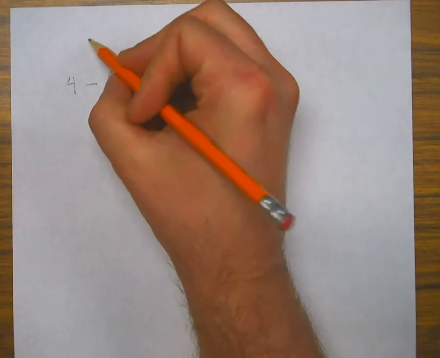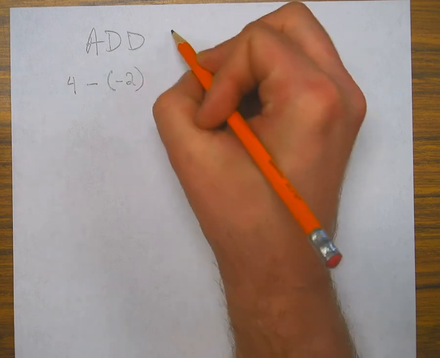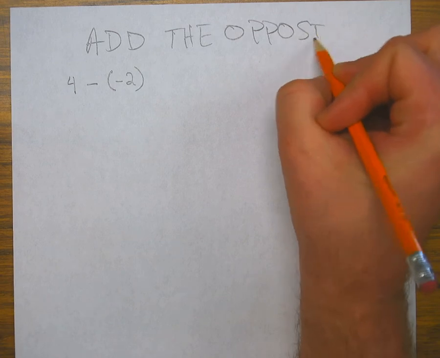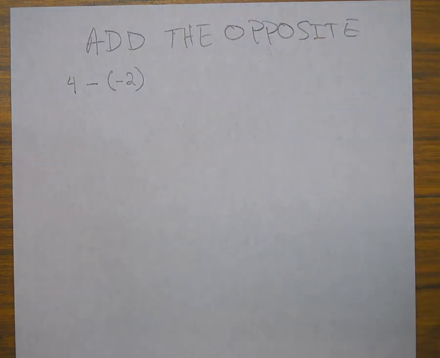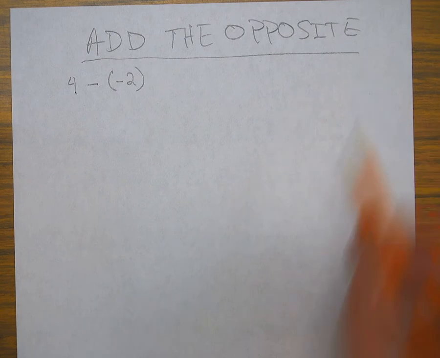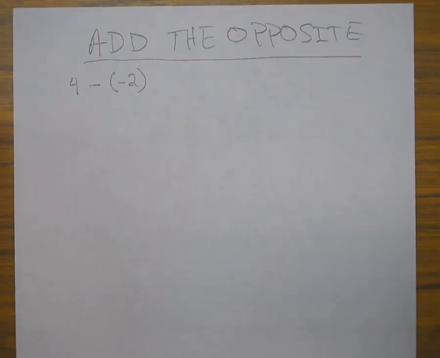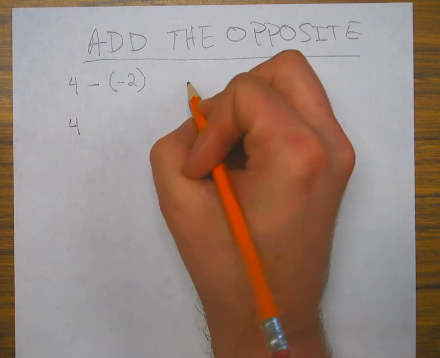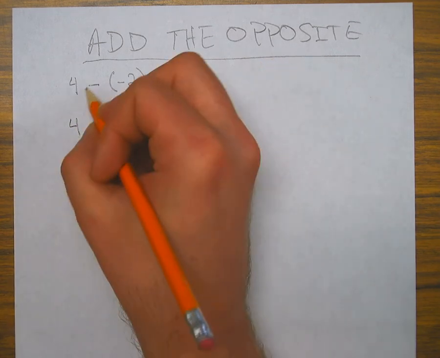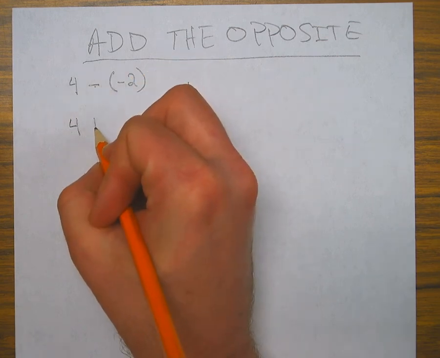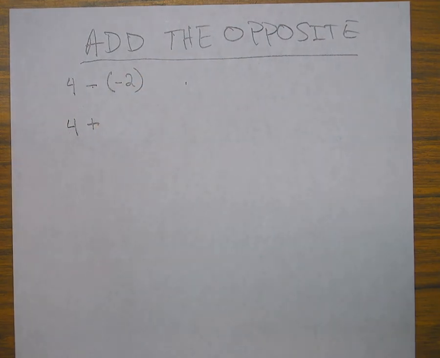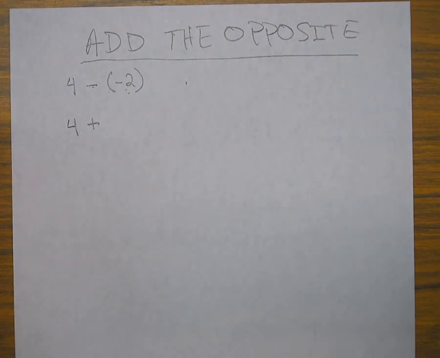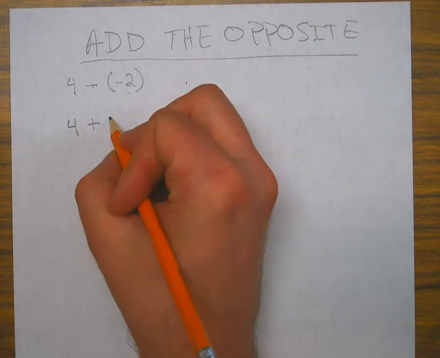What are we going to do? We're going to add the opposite. Why am I writing that so big? Because I want you to remember it. So we're going to add the opposite. So number 1, my first integer stays the same. Step number 2, I make this subtraction an addition. Step number 3, I change this number to its opposite. Well, what's the opposite of -2? The opposite of -2 is +2.